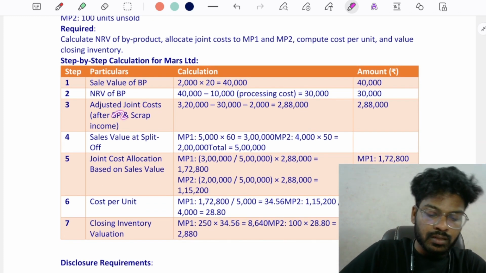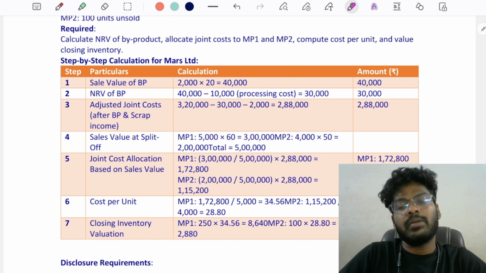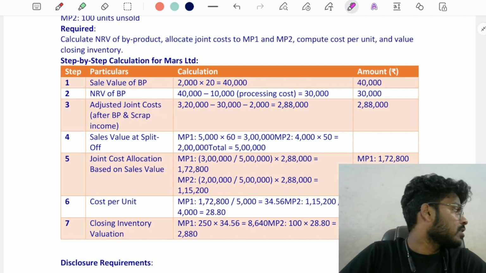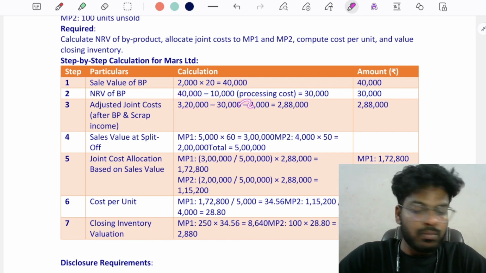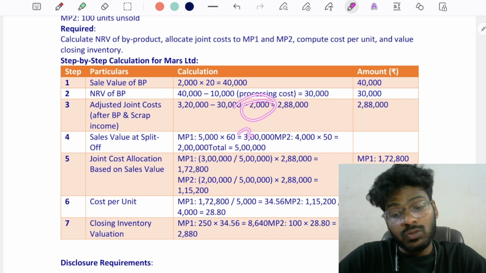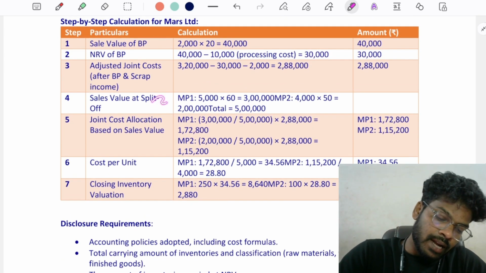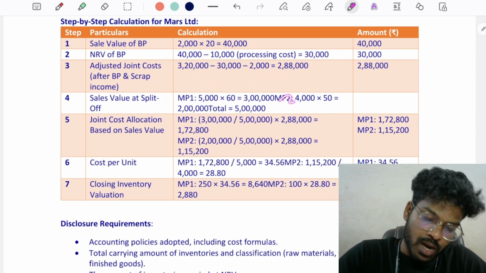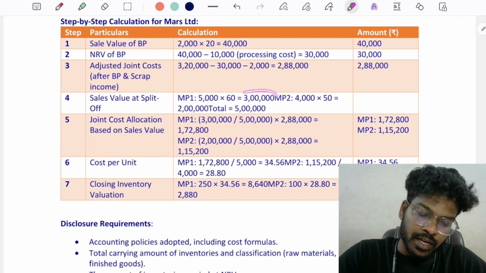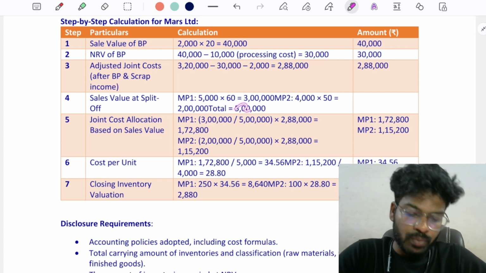Next, adjusted joint cost, that is after deduction of NRV of byproduct and scrap value. Total joint cost is 3,20,000 minus 30,000 minus 2,000, which gives you 2,88,000. The sale value at split-off point: the sale value of MP1 is 3 lakh, the sale value of MP2 is 2 lakh. The total value is 5 lakh rupees.